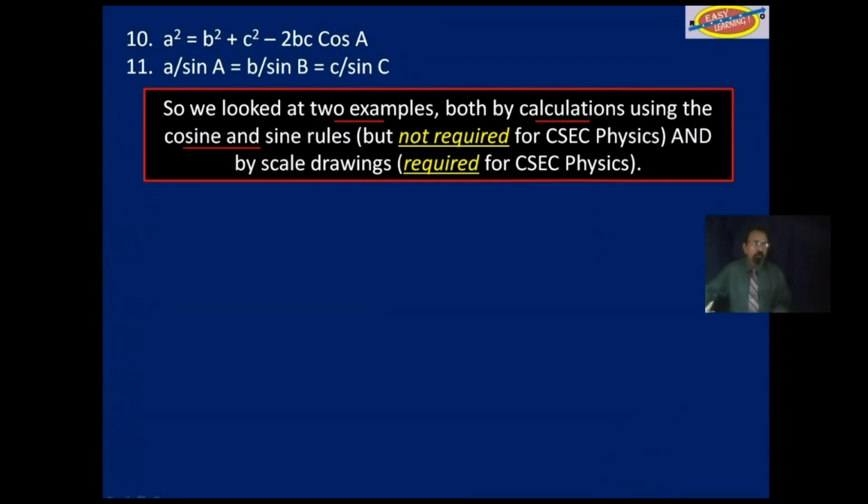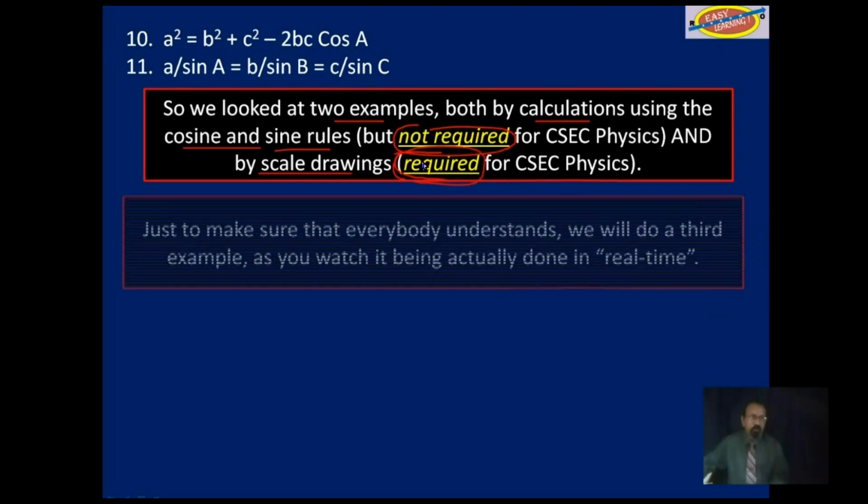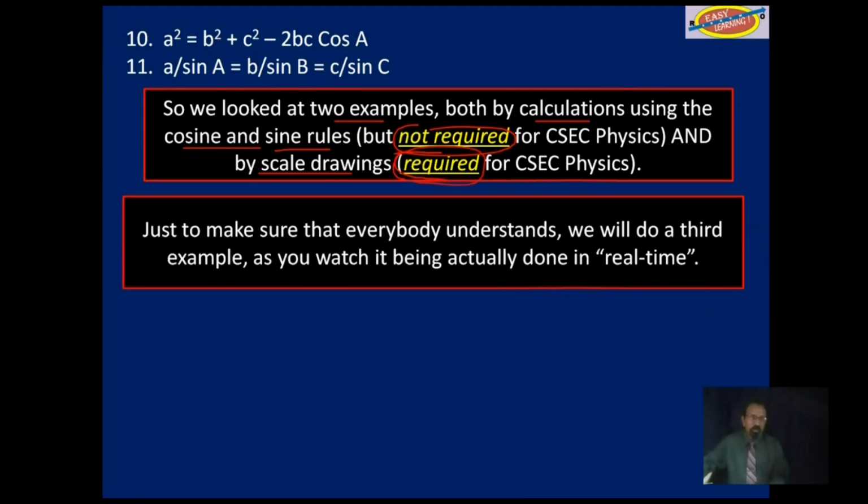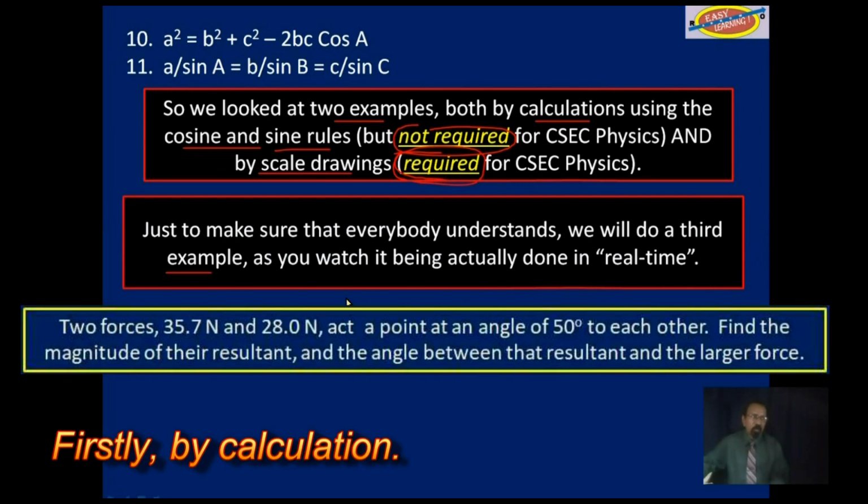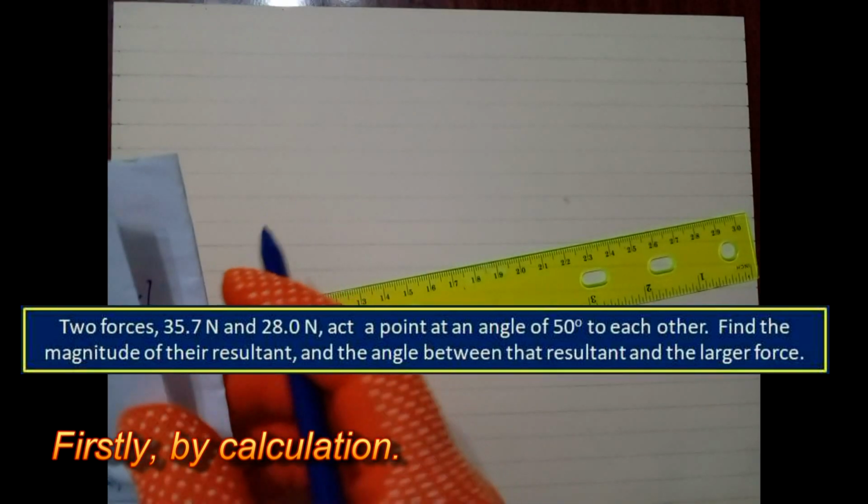So we looked at two examples, both by calculations using the cosine and sine rules, and that is not really required by CSEC for physics, but we also did them by scale drawing, and that is required for CSEC. Just to make sure that everybody understands, we will do a third example as you watch it being done in real time while I do it.